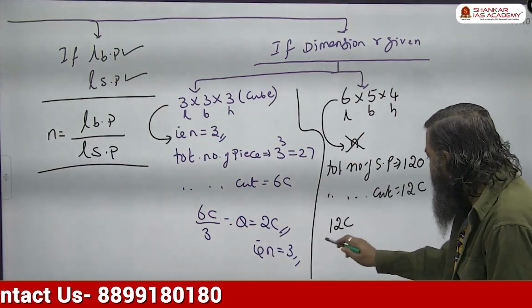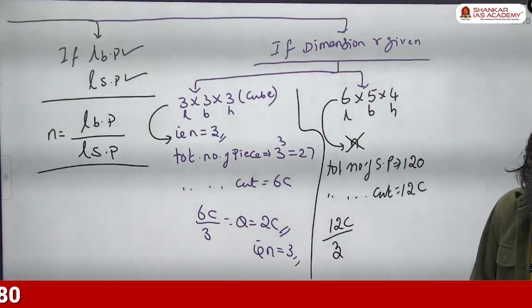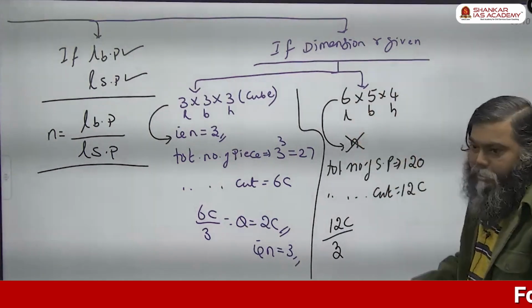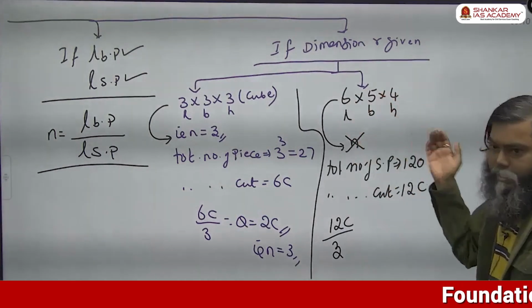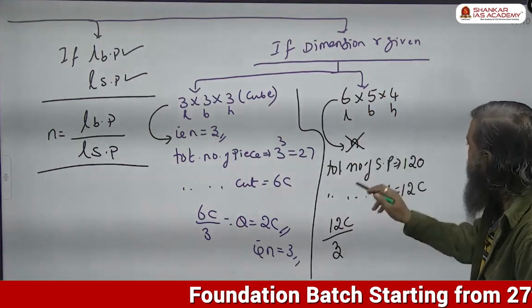Can we distribute equally? It is a cuboid. Why can you distribute equally? Did you understand or not? You only said length 5 cuts, breadth 4 cuts, height 3 cuts. If I do it like this, then I will get 4. That means here length 4 cuts, breadth 4 cuts, height.